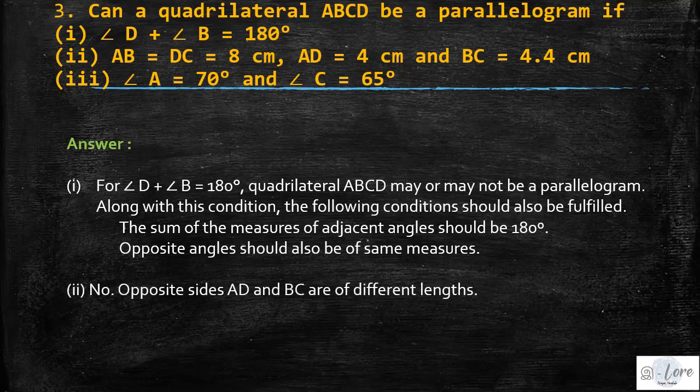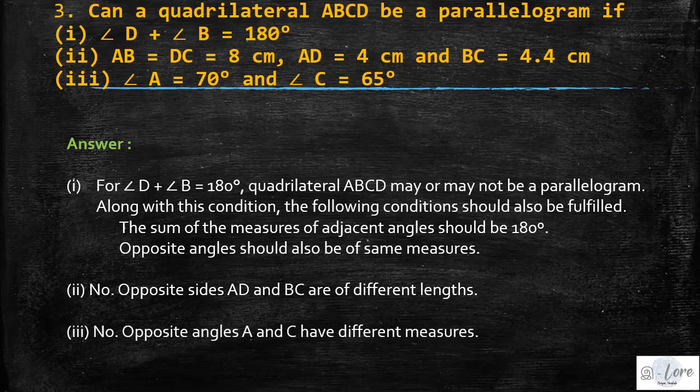The third one, AB is equal to DC is equal to 8 cm, because opposite sides are equal in measure. If you draw the diagram, you will get to know very well. And AD is equal to BC. AD and BC are the opposite sides, but they are different in length, because it's 4 cm and 4.4 cm. So it cannot be a parallelogram.